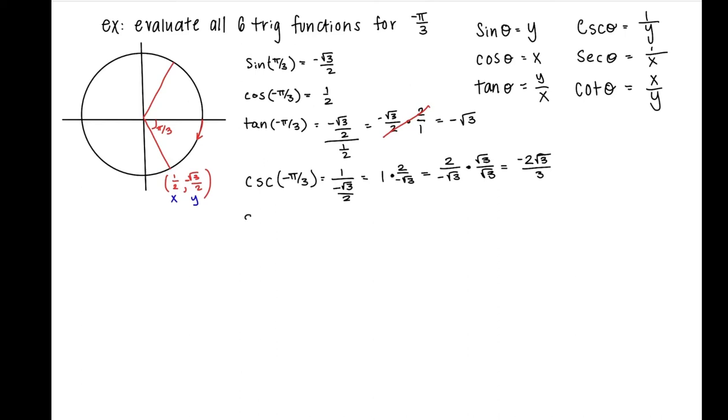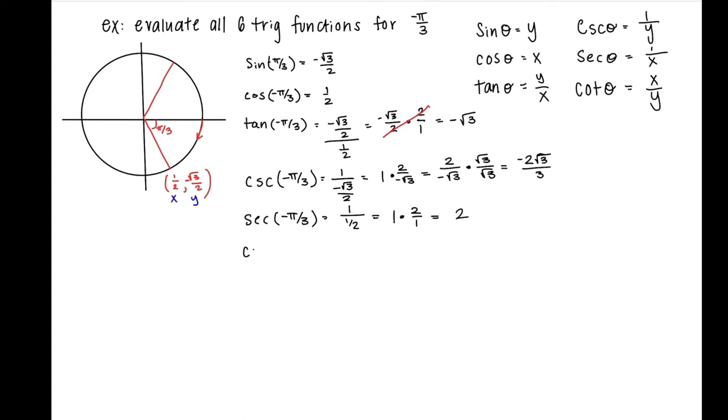With my secant, that's going to be 1 over my x value, so 1 over 1/2. I'm going to do the same thing to deal with this mega fraction. 1 times 2 over 1 simplifies to 2.